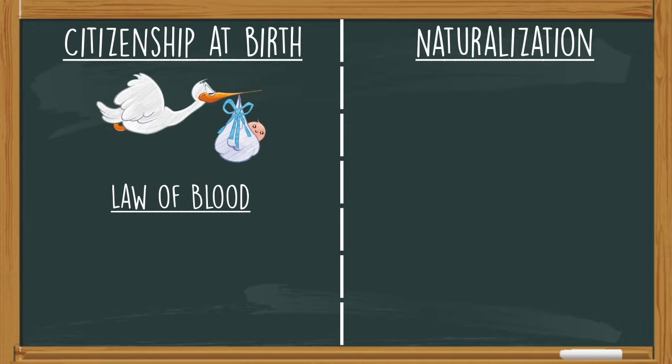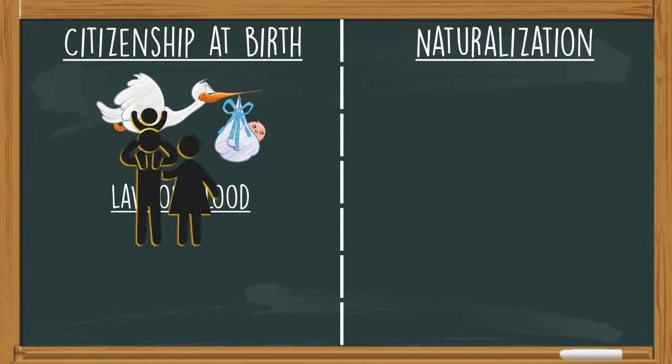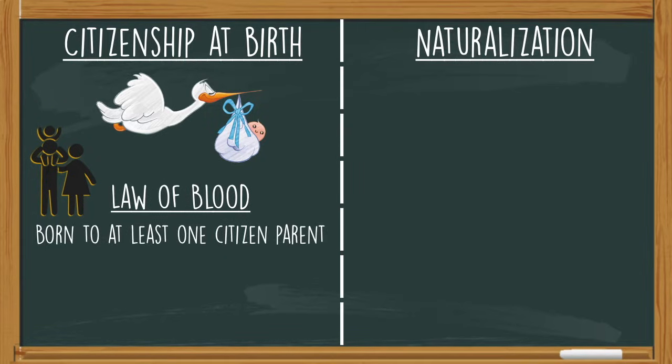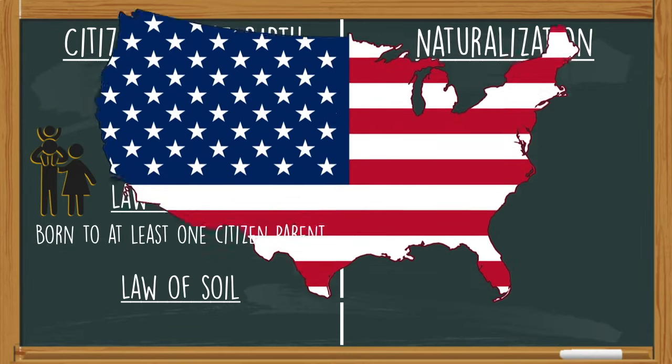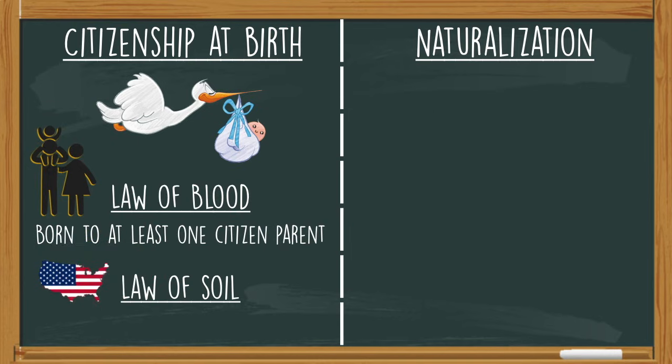The simplest way to become a citizen at birth is through the law of blood, or basically if one of your parents is a citizen of the USA, then so are you. The other way to do it is through the law of soil, meaning if you're born anywhere on the soil of the United States of America, then you automatically become a U.S. citizen. It doesn't matter if your parents are citizens, you become one. Not every country has this. Every country has the law of blood, but not every country has the law of soil.